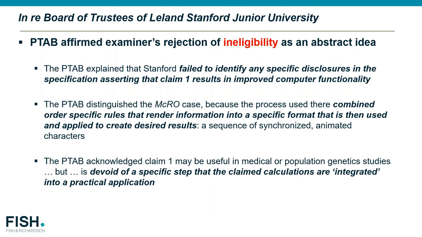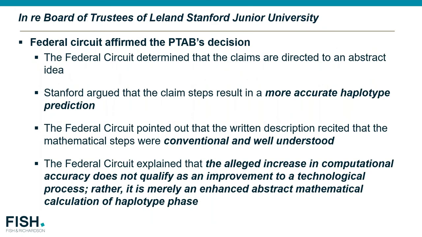Next slide, please. So given that loss, Stanford appealed to the Federal Circuit, which also affirmed the PTAB's decision, for the same reason that the claims are directed to an abstract idea, so it fails under Section 101. Stanford argued that the claim steps result in a more accurate haplotype prediction. So there is one line of argument that one can make that if the claim that is supposedly abstract provides some sort of an improvement to either the functioning of a computer or to whatever the particular method is in the field, that can be a way of getting out of the 101 problem.